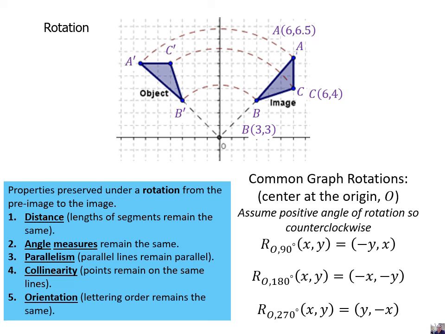So if we've got the points A at (6, 6.5), B at (3, 3), C at (6, 4), that means A prime is going to be (-6.5, 6). And B prime is going to be (-3, 3). And C prime is going to be (-4, 6). And that actually matches with the points you can see up there. And that's just a quick review of rigid transformations.